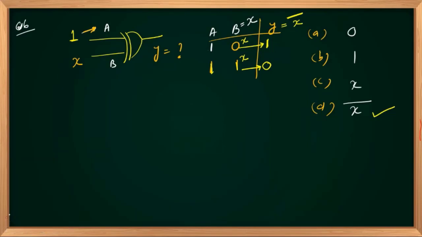If I slightly modify my question, with 0 and X with X NOR, what will be your answer for Y? Same options. What is Y?